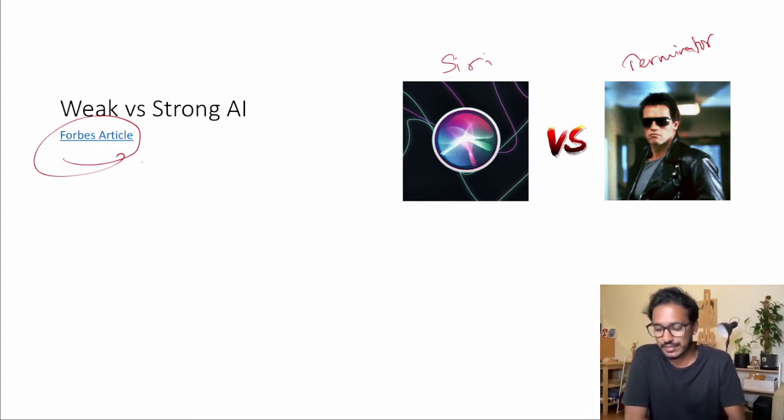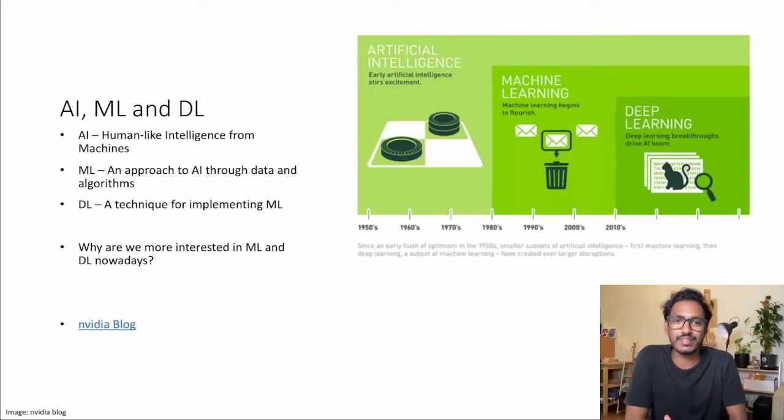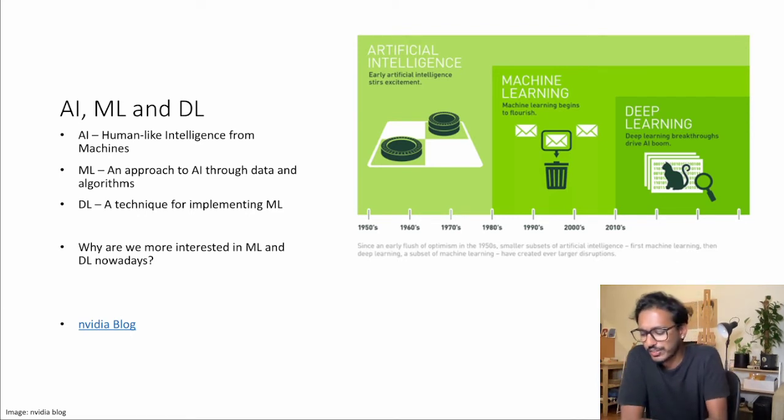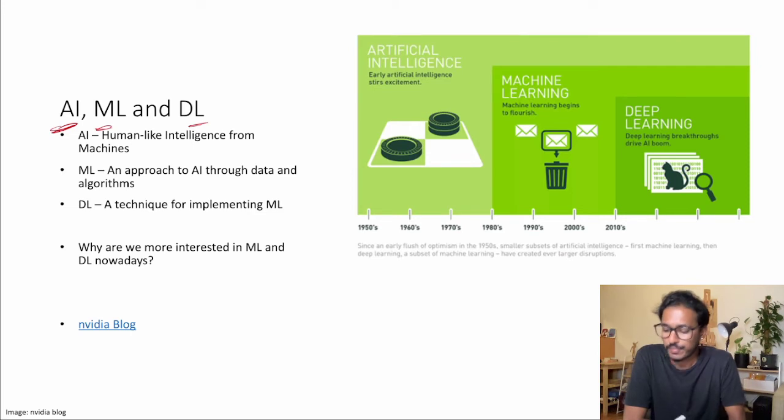And next, we are going to look at a few distinctions. I thought this is a good thing to look at before we go into a modern definition. So we talked about AI, but where do machine learning and deep learning fit in? So artificial intelligence is like human-like intelligence. I wouldn't say human intelligence, but similar to human intelligence coming from machines. It's not very specific. It's a very broad area.